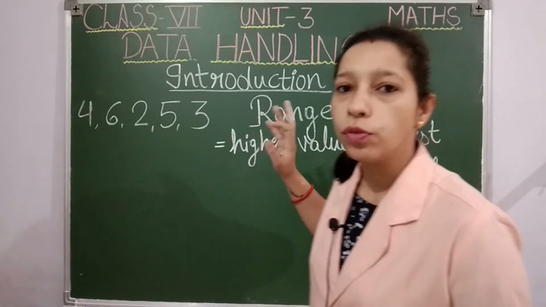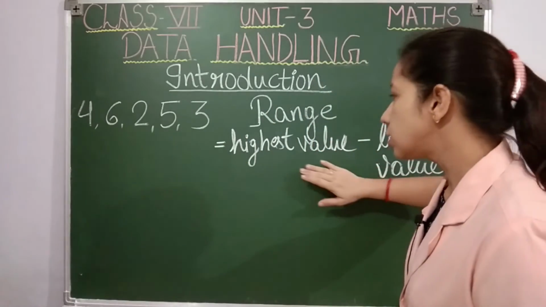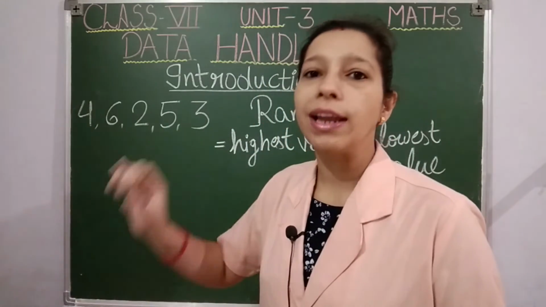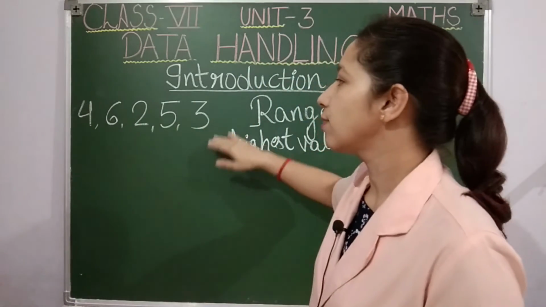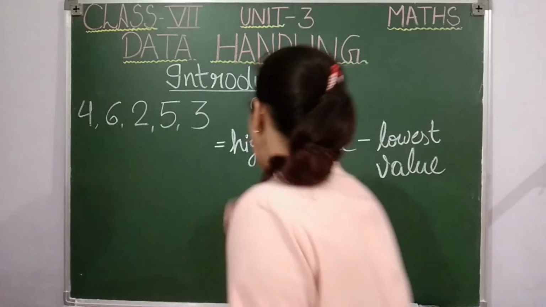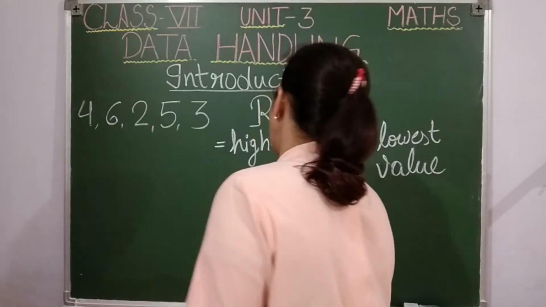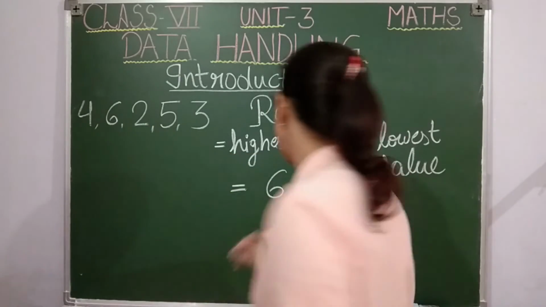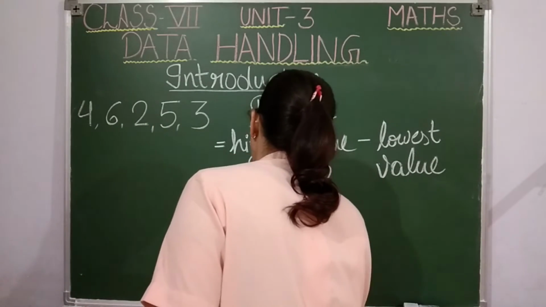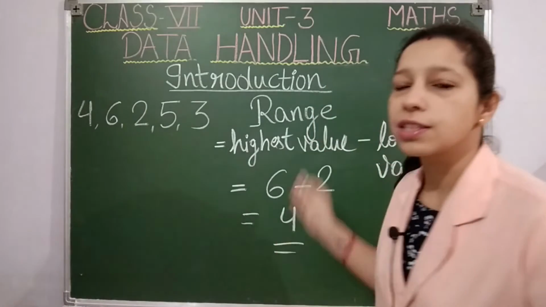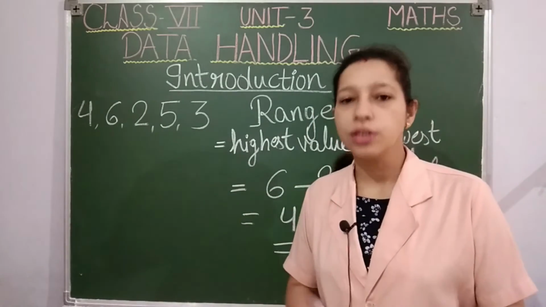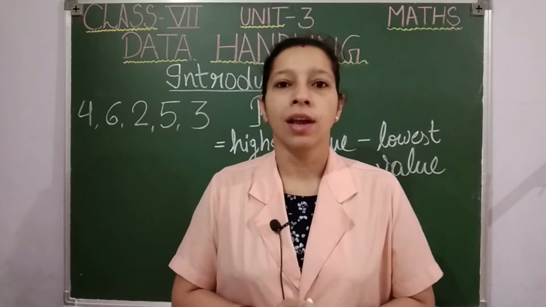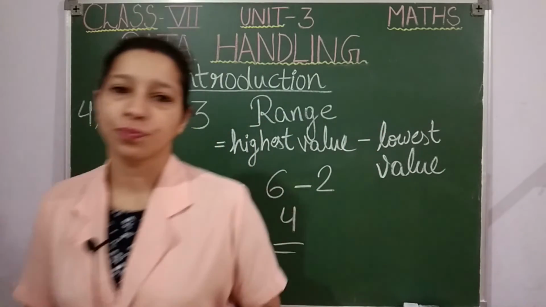What to do? What I told you, the formula to calculate range is highest value minus lowest value. So observe your data and take the value which is the highest. See here, which is the highest value? 6 is greater here. So I will write here 6, and now find the lowest value. The lowest value you will get is 2. So students, 6 minus 2. Now 6 minus 2 is how much? 4. So this is the range of the given data. Clear, students? So range is equal to highest observation minus lowest observation. Okay, next point, next topic.